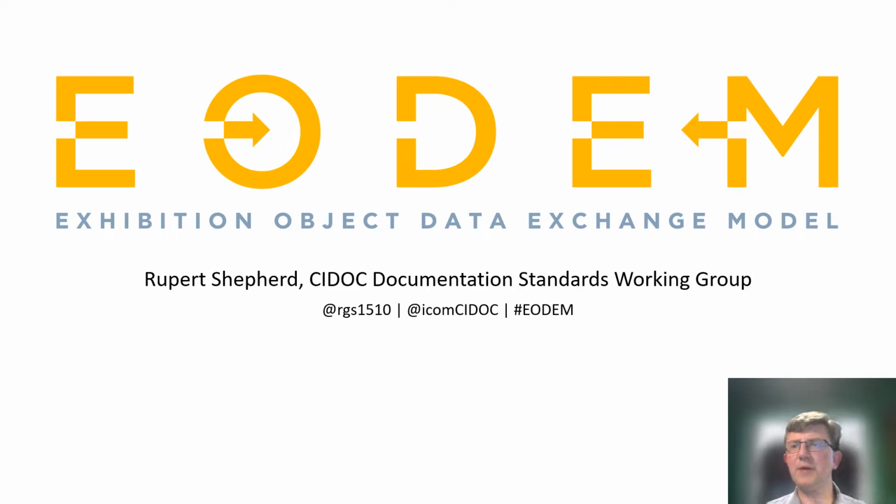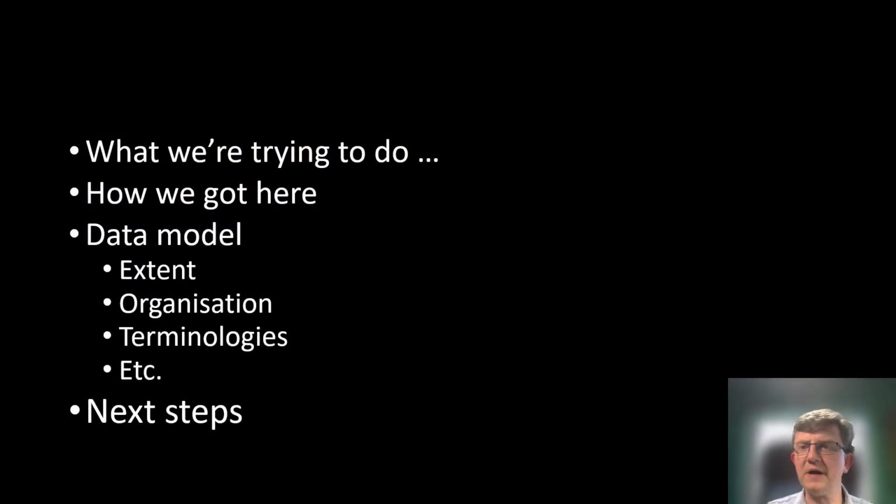I'm talking today about the Exhibition Object Data Exchange Model, EODEM, which is a project organised by the CIDOC Documentation Standards Working Group. Today I want to give you a brief reminder of what we're doing, quickly look at how we got here, and I will examine the data model in some detail, looking at its extent, its organisation, how we use terminologies, and a few other general points. And we will review the next steps in EODEM's development.